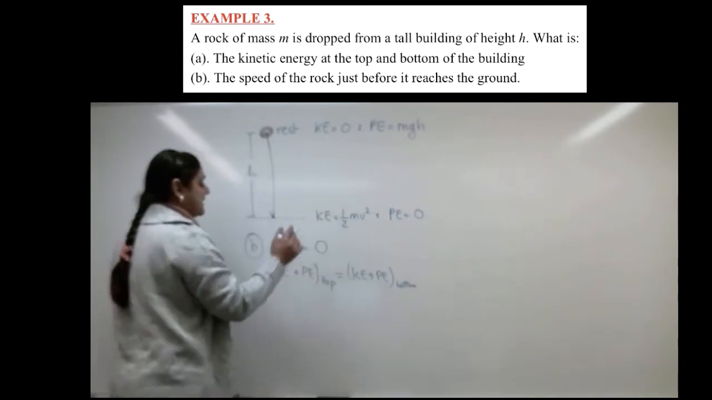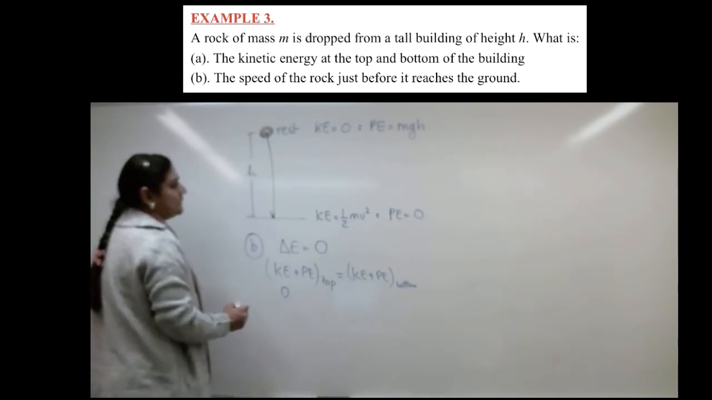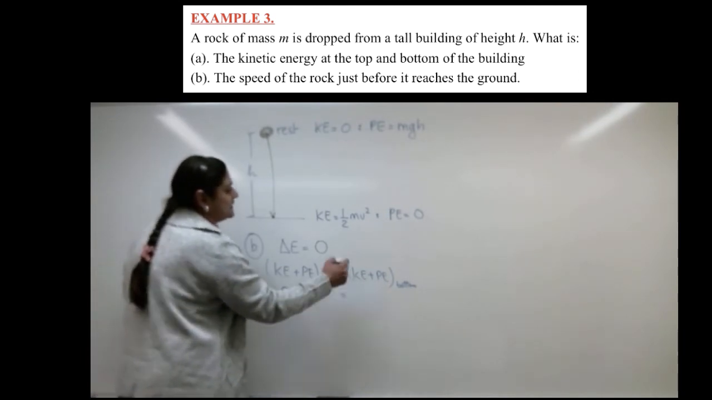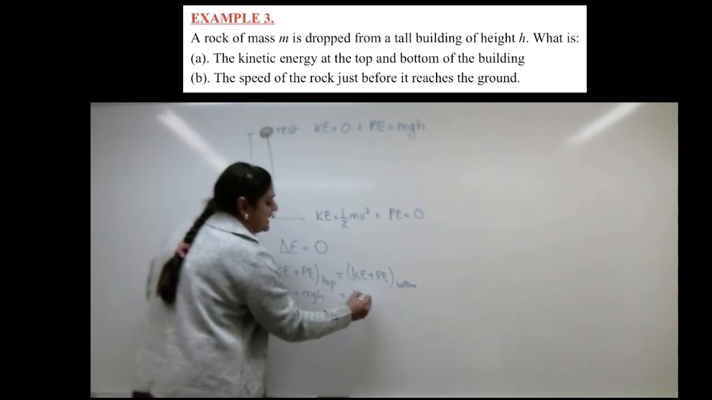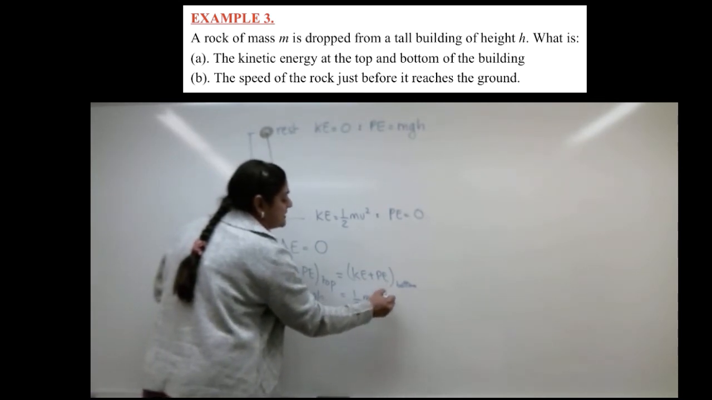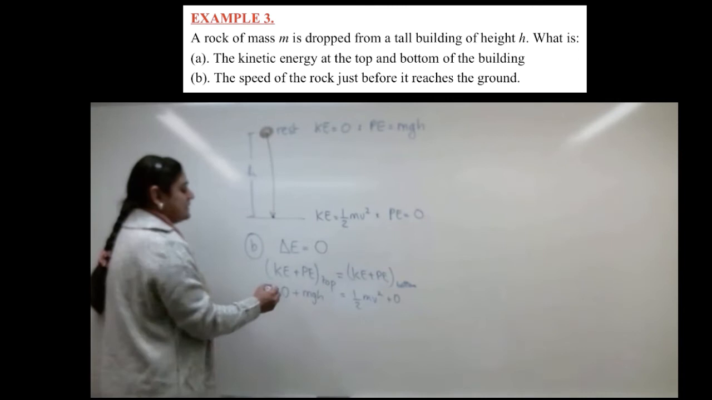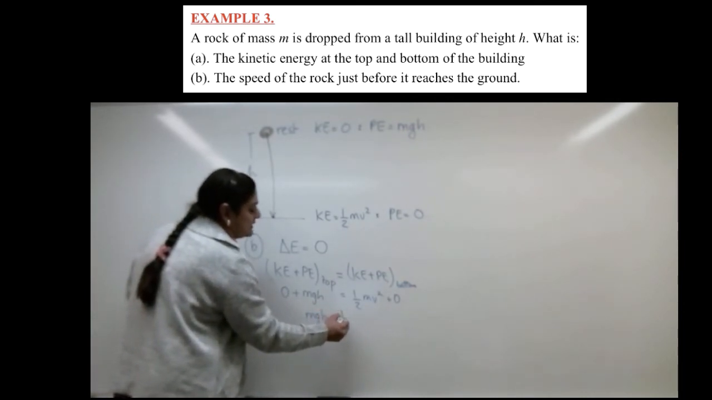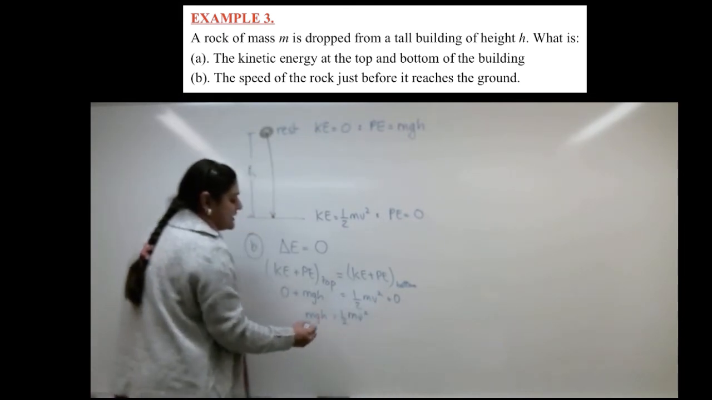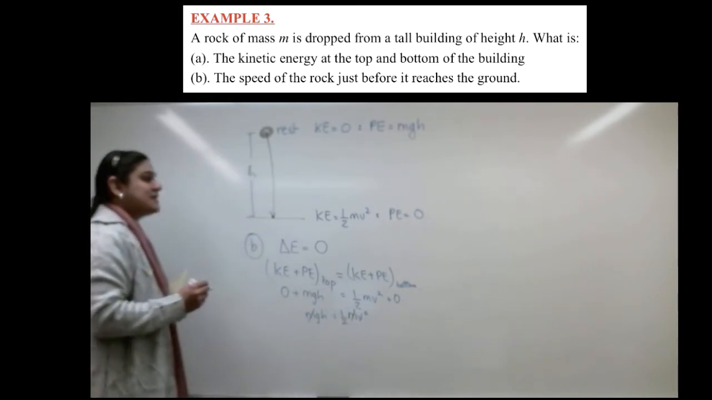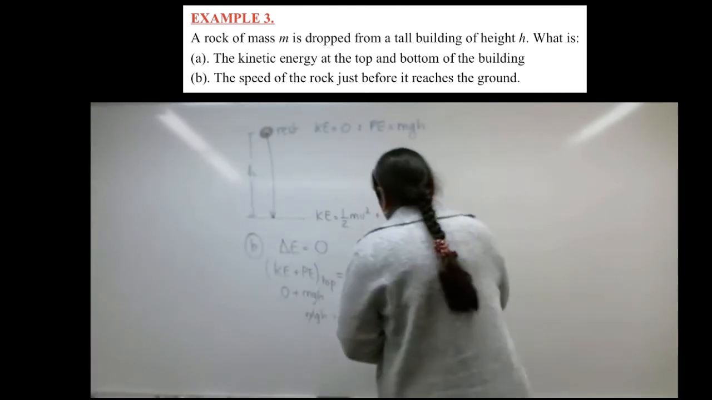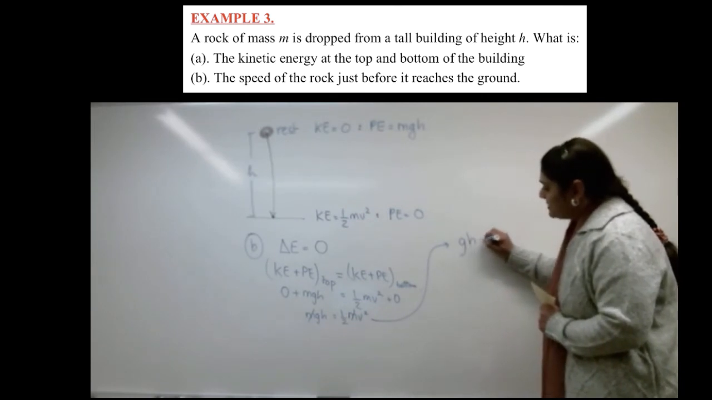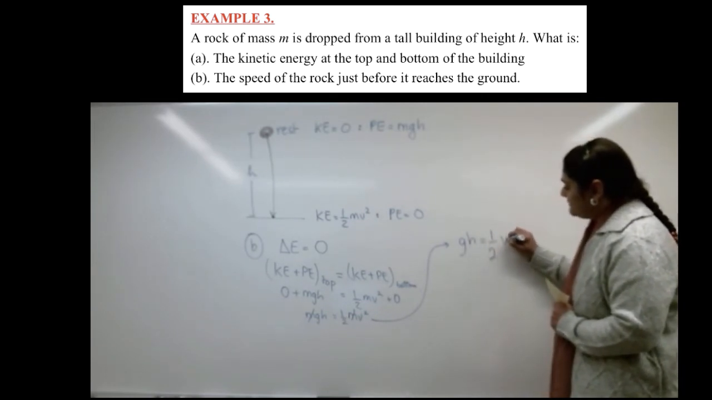Okay, so looking back, kinetic energy at the top is 0, potential energy at the top is mgh, equals kinetic energy at the bottom, 1/2 mv squared, and potential energy at the bottom is 0. So this implies mgh equals 1/2 mv squared. Since there is mass on both sides, those get canceled. And what are we left with? If I do this carefully, what am I going to see? gh equals 1/2 v squared.